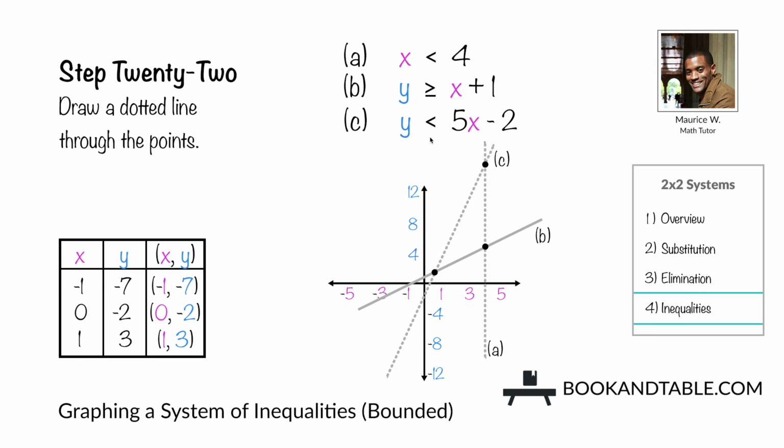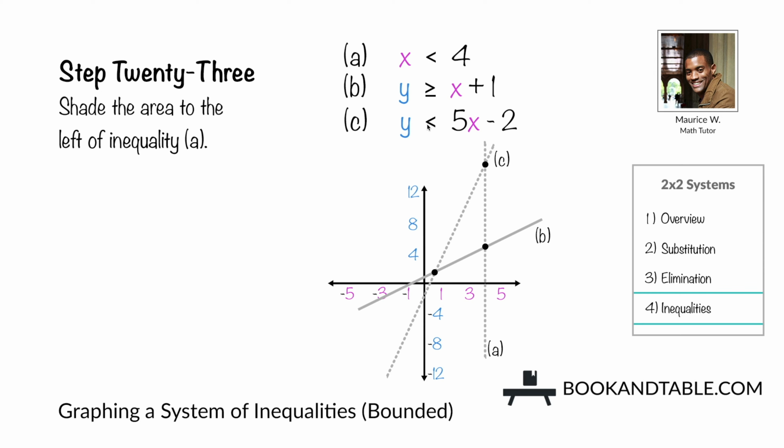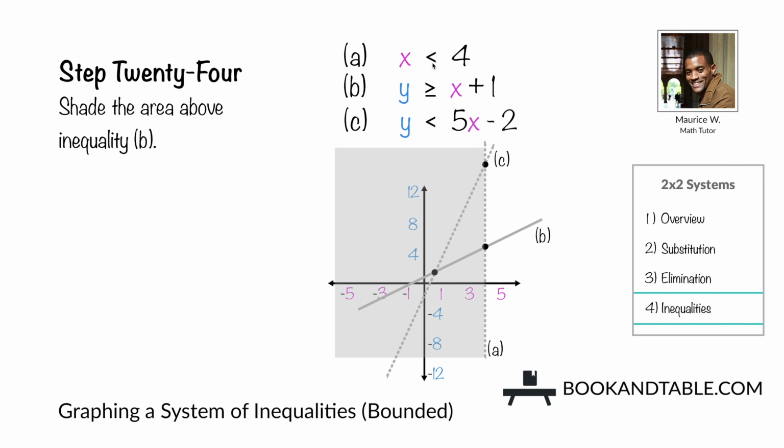And now we can shade the areas for each respective inequality. So step 23, shade the area to the left of inequality A. Inequality A is here. We shade the area to the left of it since we have less than. And now for B, step 24, shade the area above inequality B. We go to B, it's greater than, so the solutions will be above this line. So we shade the points above that line. It'll continue in this direction.